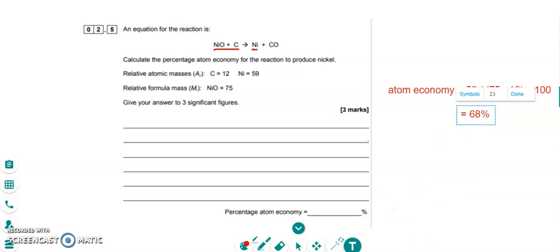You have a mark for identifying what the equation for atom economy is. You have a mark for being able to do the calculation by plugging in the numbers. And you have a mark for getting the right figure for the atom economy.